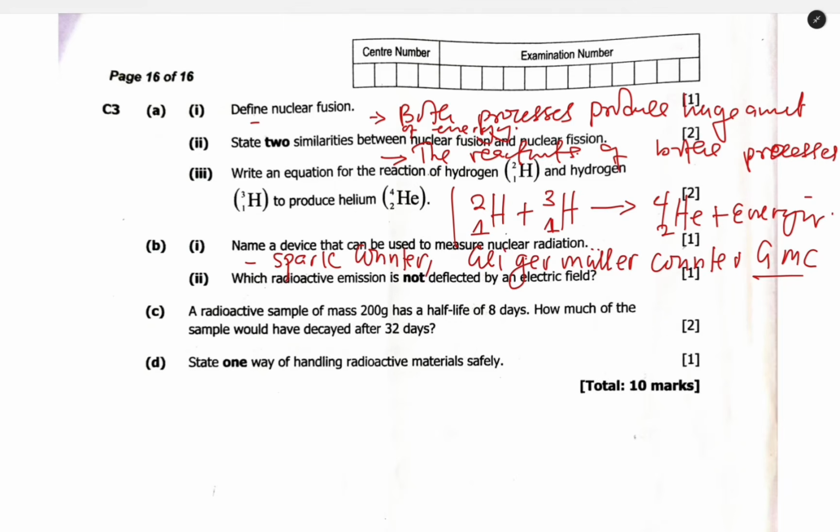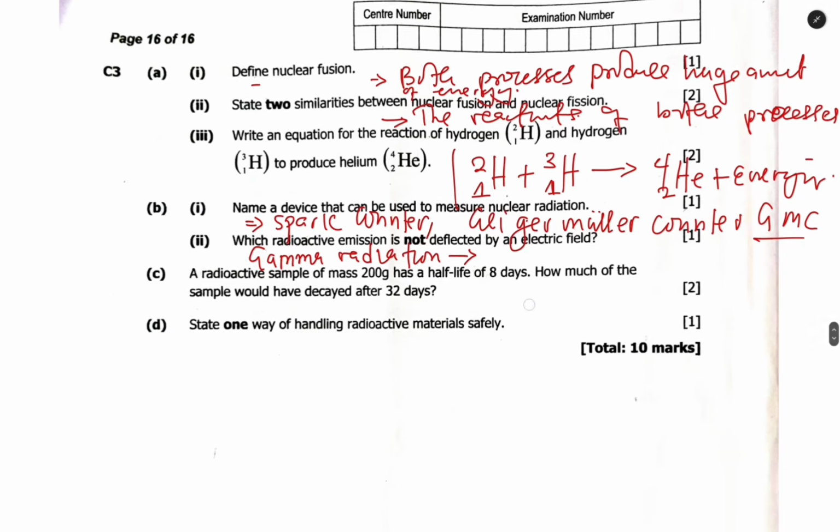Okay, and which one is suitable for gamma, alpha, and all that? I think you need to go into detail. Then 2, which radioactive emission is not deflected by electric field? So here, the one that is not deflected is gamma radiation. And this is because it has no charge. Okay.